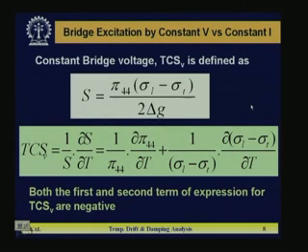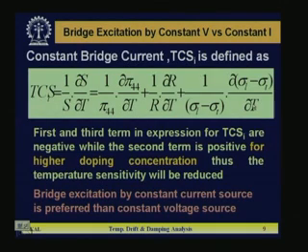But if you go for the second thing, which is constant bridge current excitation, TCSI, then the temperature coefficient of sensitivity is given by this relation, which is 1 by pi 44 del pi 44 by del T, 1 by R del R by del T, 1 by (sigma L minus sigma T) del (sigma L minus sigma T) by del T. One term is added if we go for constant current excitation.